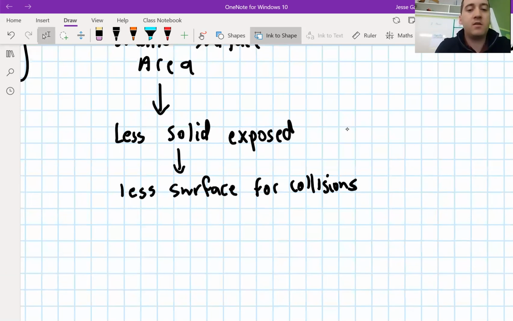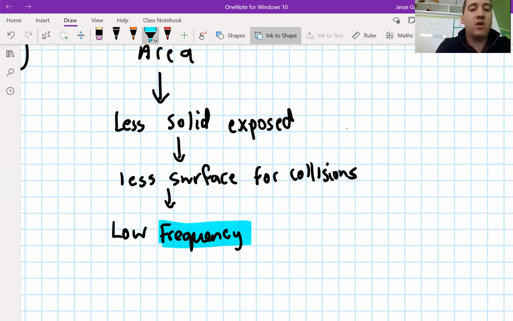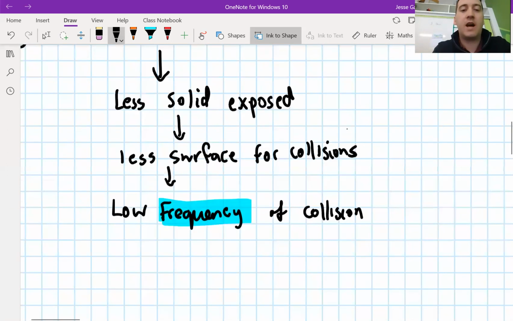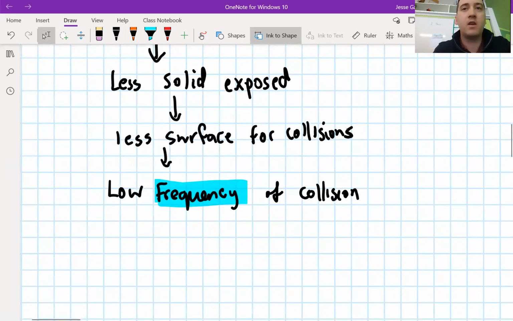And this means that there is a low, and this word is really important, I'm going to highlight this, there is a low frequency, which just means how often they happen. So in other words, collisions happen less often. So there's a low frequency of collisions. It's not good enough to just say, oh, there's more collisions, or in this case, there's less collisions. The key thing is that they're less often. They happen less times in a certain amount of time. So in 10 seconds, you would have less collisions happening here.